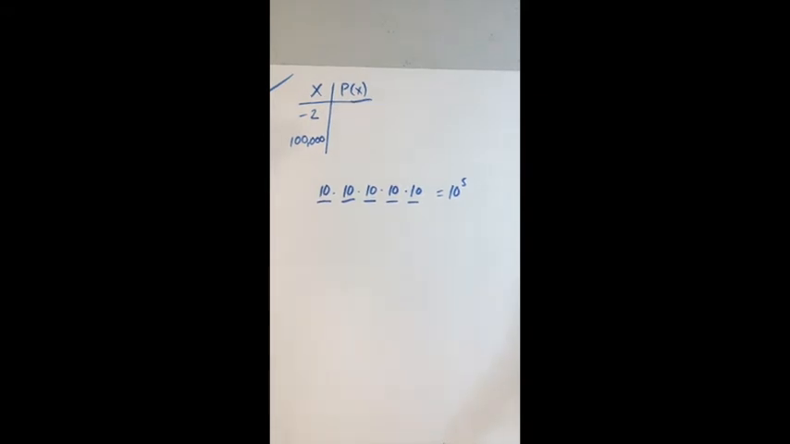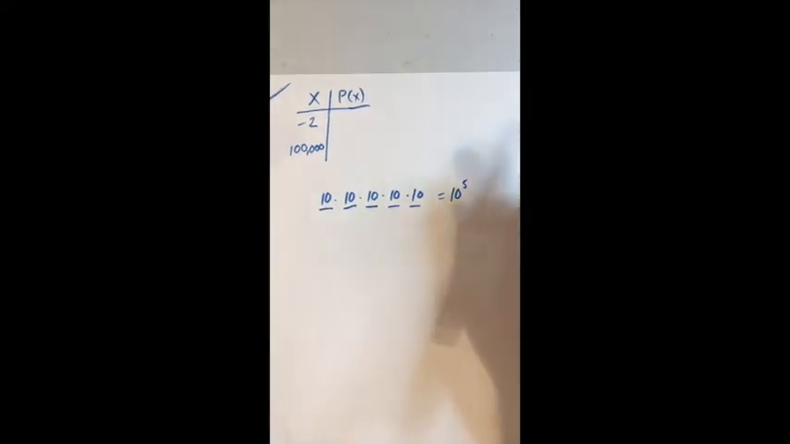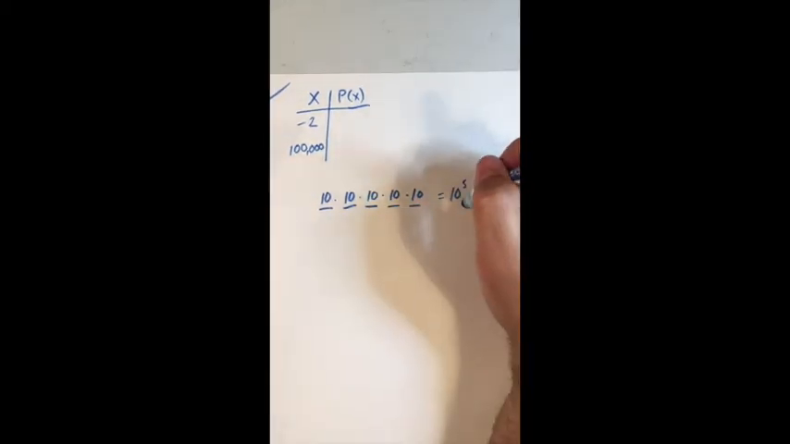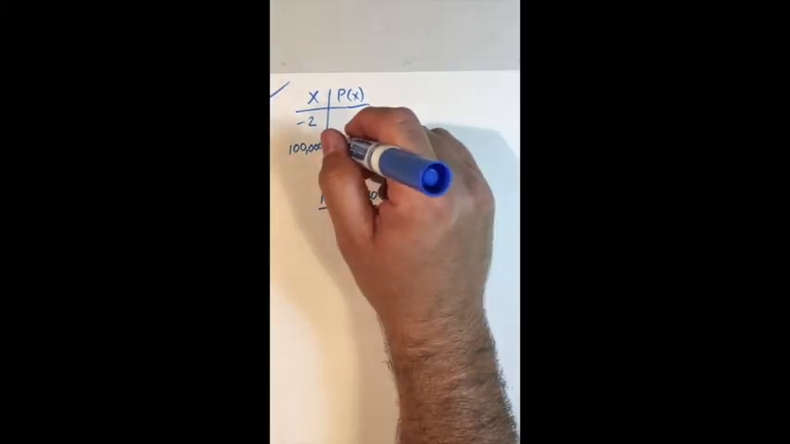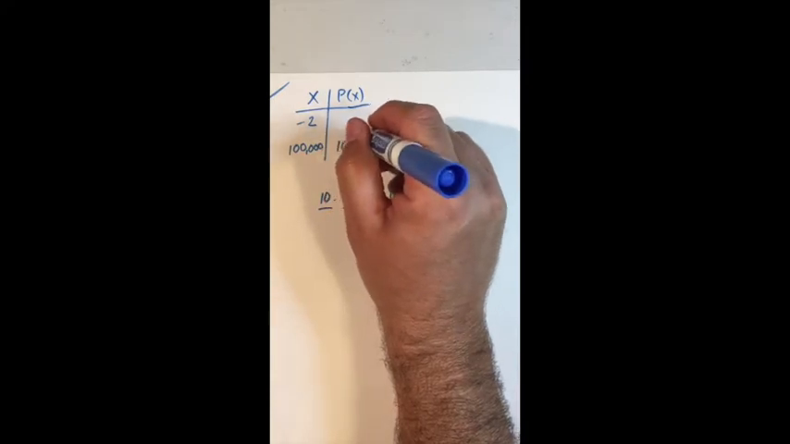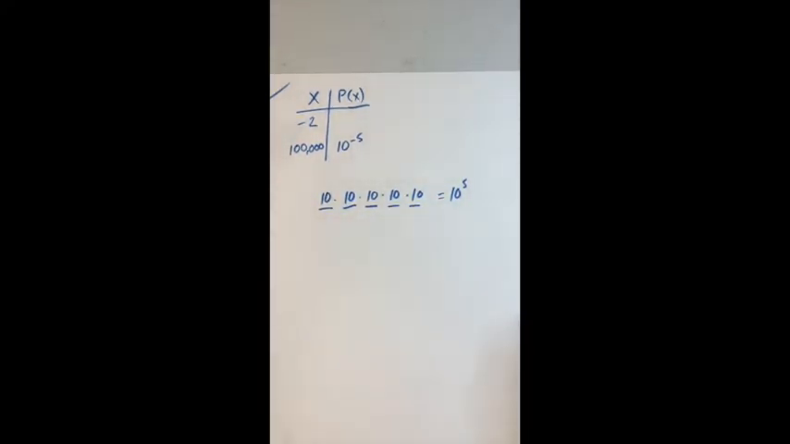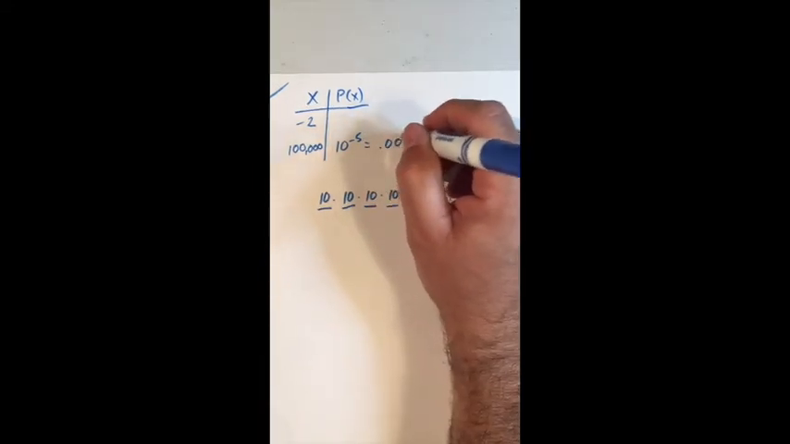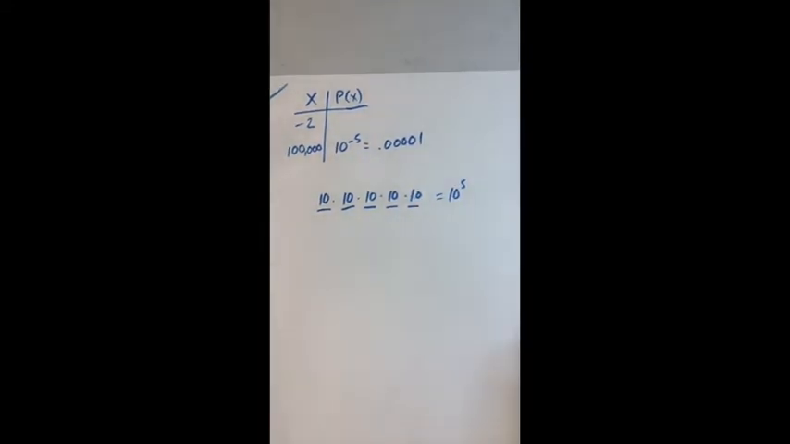Yes, I could multiply that out and get 1 with 5 zeros after it, but for now I'm just going to leave it as 10 to the fifth. So the probability of guessing the one correct number is 1 over 10 to the fifth, or if I wanted, I could say 10 to the negative fifth. In essence, this is 0.00001.